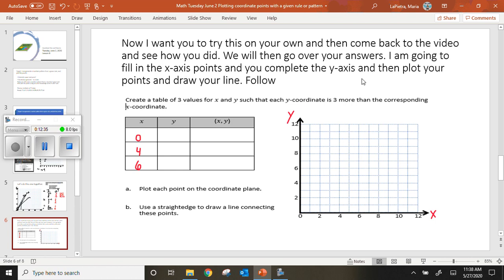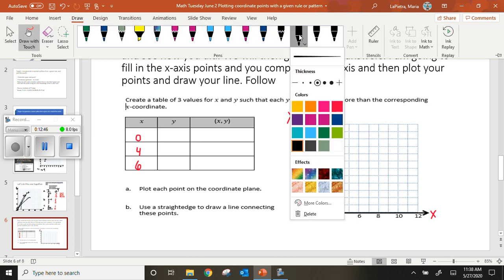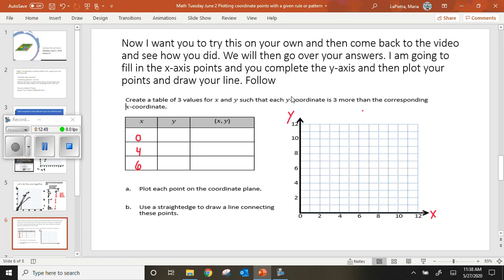Okay, I hope you paused and completed and came back. So let's figure out what these are on the y. It says here 3 more. Create a table of 3 values for x and y such that this is your rule: y coordinate is 3 more than the corresponding x. So here's my x, 3 more. 0 plus 3 is 3. 4 plus 3 is 7. 6 plus 3 is 9.